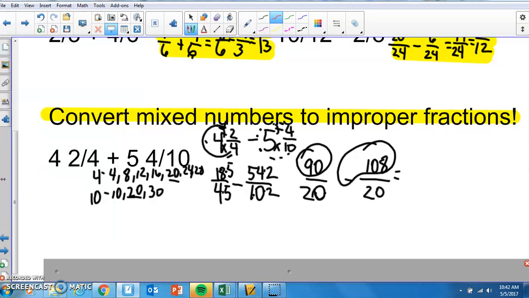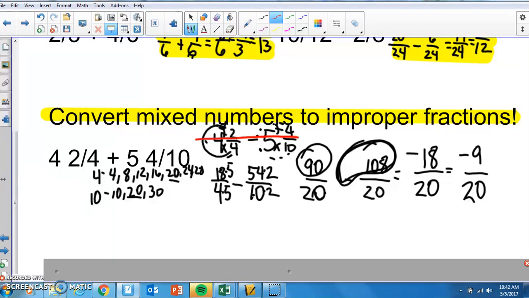This 90 is positive, that 108 is negative. So what do we do if we're adding or subtracting with different signs? With different signs, we subtract the two numbers. So if I subtract those two numbers, that gives me 18. Take the sign of the bigger number. The 108 is bigger than 90. So I take the minus sign, which makes it negative. And then I keep my denominator at 20. So I have negative 18/20. And of course, I always want to simplify, so I can divide each of those by 2. So that gives me negative 9/20. And again, if you will, copy this down.